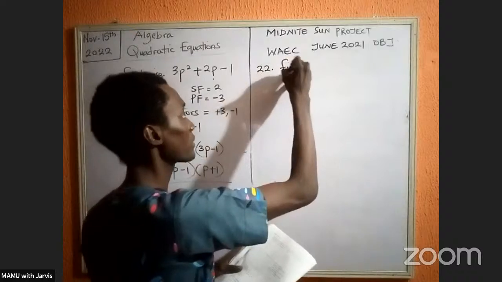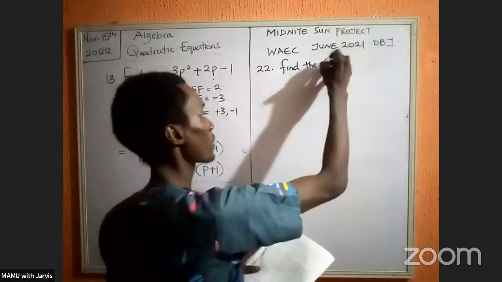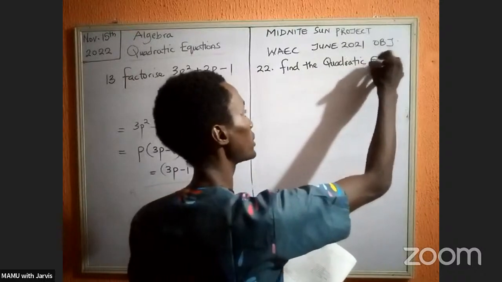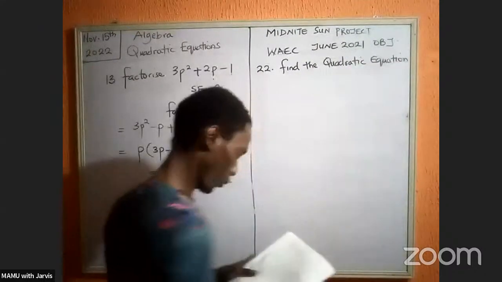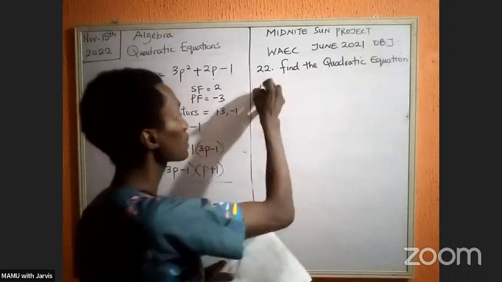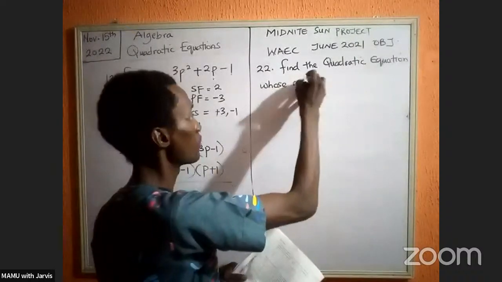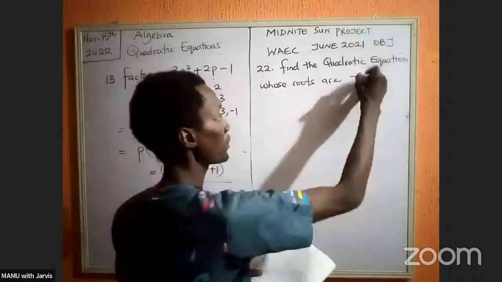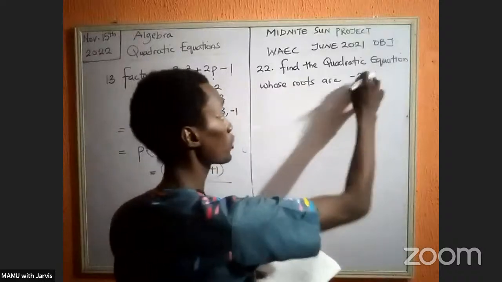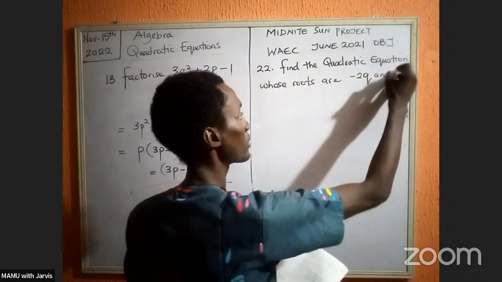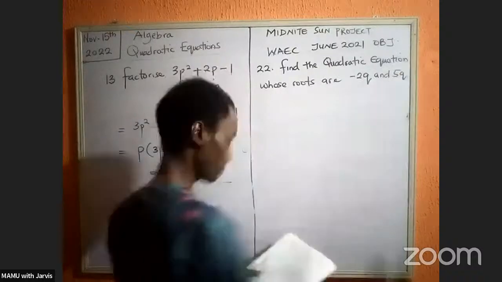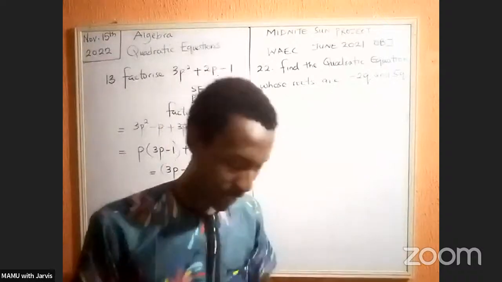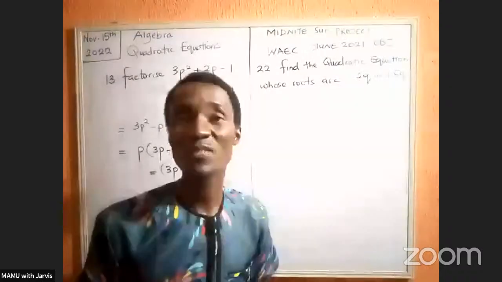It says find the quadratic equation whose roots are negative 2q and 5q. How do you solve a question like this? See, forget all the physics, a very simple question.